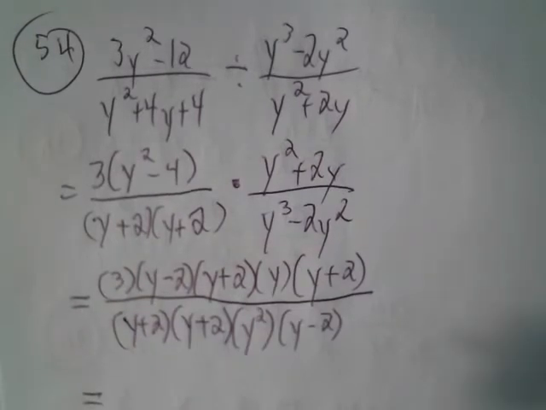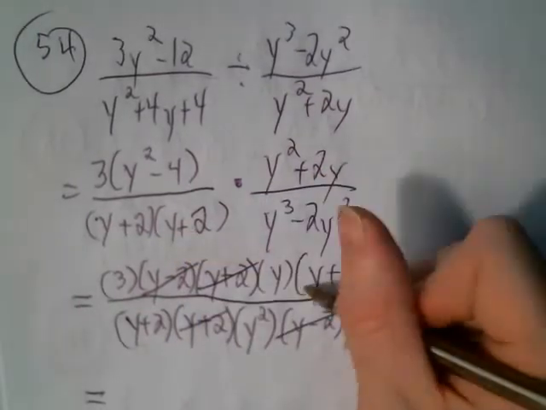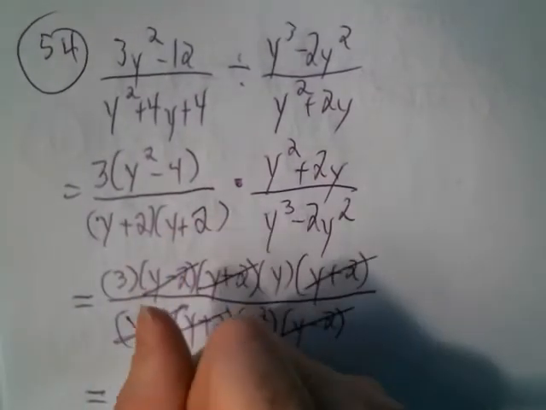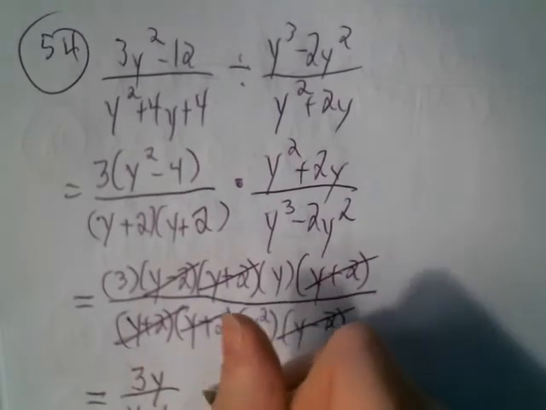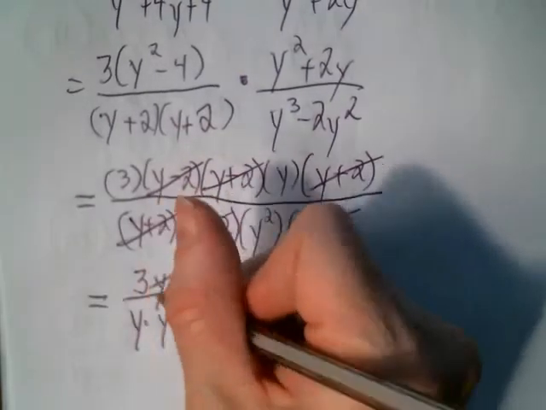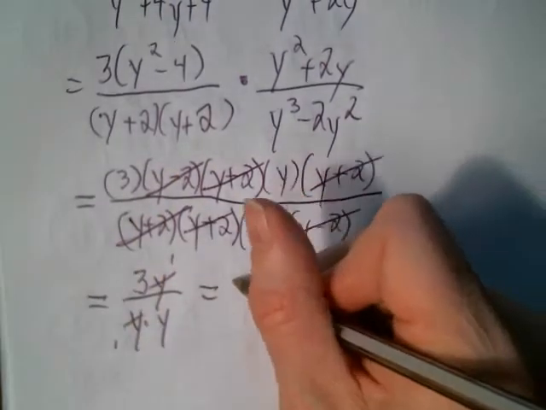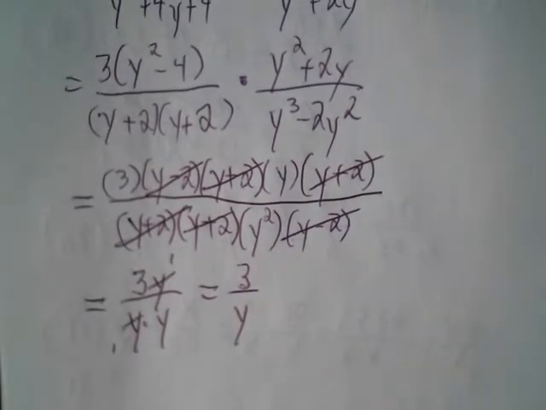Alrighty then, let's start cracking at it. This is the fun part, in my opinion. So far we have 3y all over y squared. y squared is the same as y times y. And then you can remove a factor of y. And 3 times 1 is 3, all over 1 times y. 3 over y.